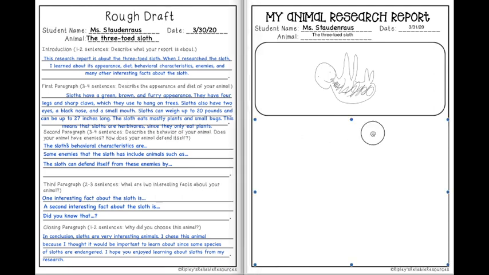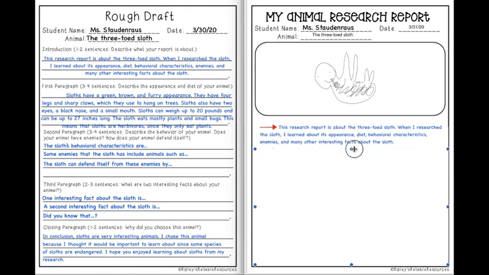Okay. So let's check out my first paragraph. My first paragraph, which is my introduction, is very similar to my rough draft. Okay. It's nice and short. It tells me two things. It tells me what was my animal, and secondly, what were all the categories that I researched? Okay. What specifically about the sloth am I going to talk about in this paper?